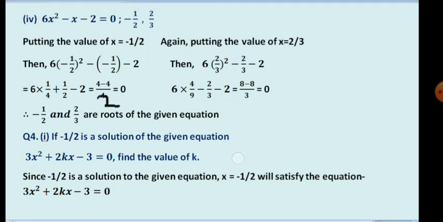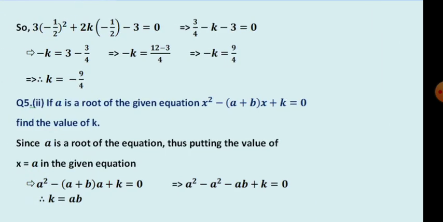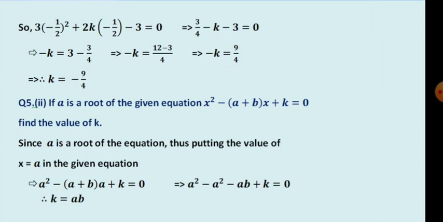So here minus half is the solution of the equation, that means it is the root of the equation. So if we put the value of x equals to minus half, that is going to fulfill or satisfy the equation. So let us put minus half in the given equation in place of x. So we'll have 3 into minus half whole square plus 2k into minus half minus 3 equals to 0.